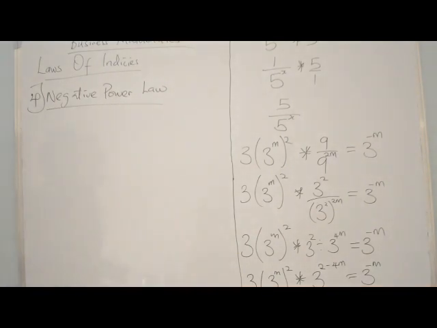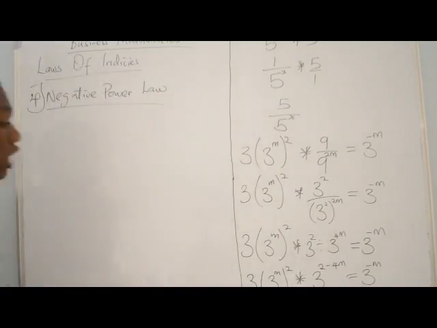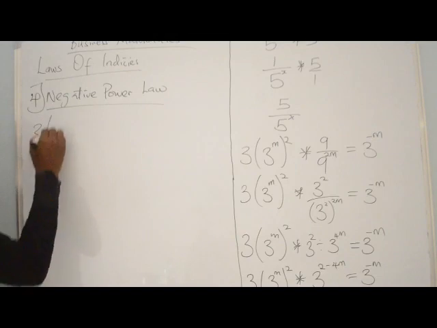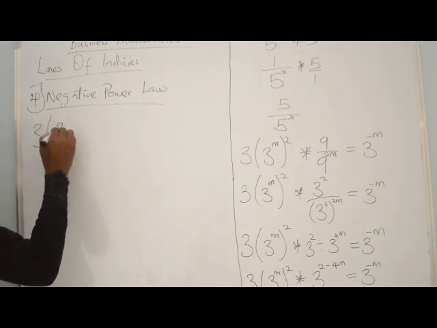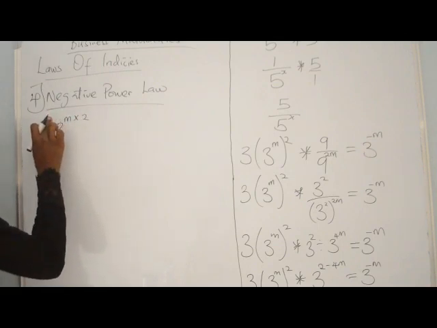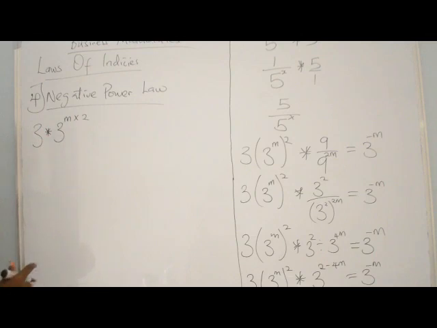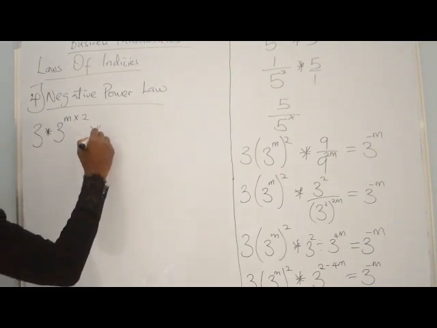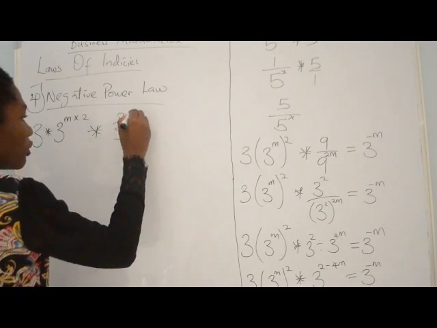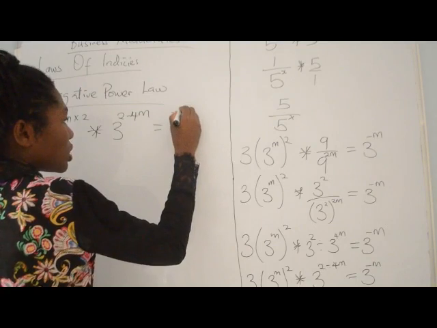Alright, so still on that, okay, so we are through with the second. We can move to the first now. Now this is a product power law, so we are going to multiply the powers. Okay, we'll be having 3 times 3 raised to power m times 2. Alright, so instead of the bracket, I'll be bringing in my multiplication sign. Alright, we have this, and we also have another multiplication, and we have 3 raised to power 2 minus 4m to be equal to 3 raised to power minus m.